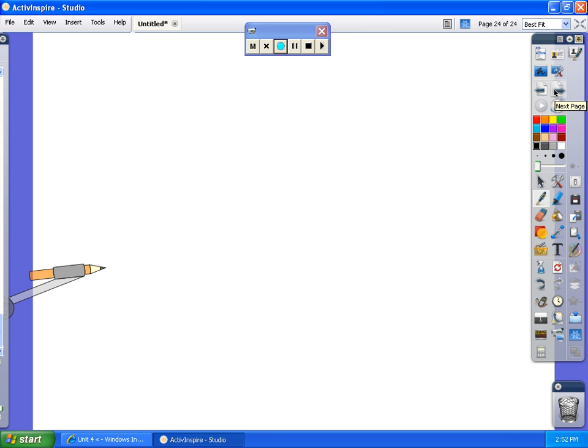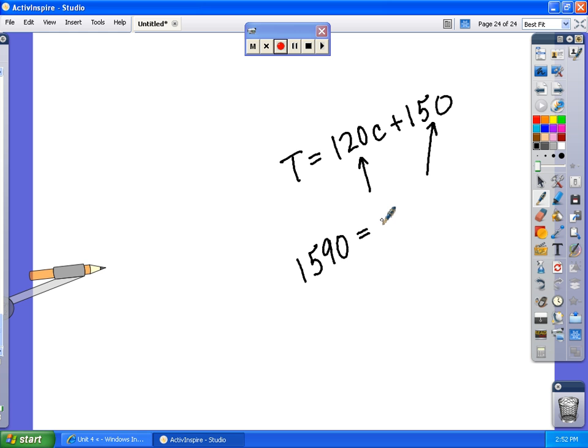Number 8, it gives me an equation. What is the meaning of the number 120 in the context of this problem? So if it's saying that T is the total cost of college and C is the number of credits, that would mean that the 120 would be the cost per credit. The 150 would be like the flat fee. Maybe it's for books. There's a lot of different answers you can say, but it's the one-time fee. And the last thing it says, if you can afford to pay $1,590, that's the y, or the tuition, what could your x be? Well, you're just going to solve this problem.